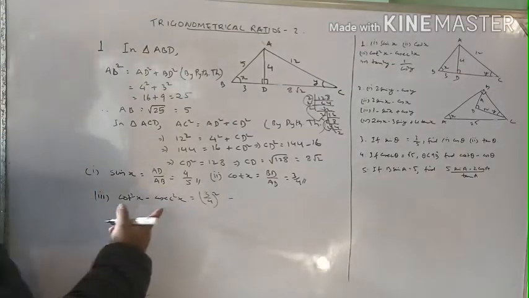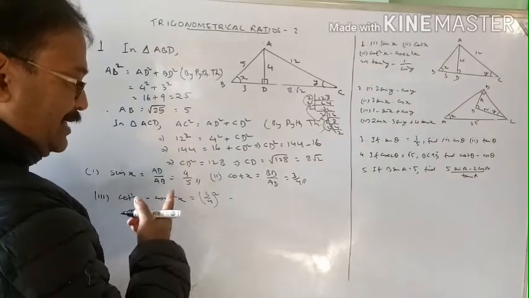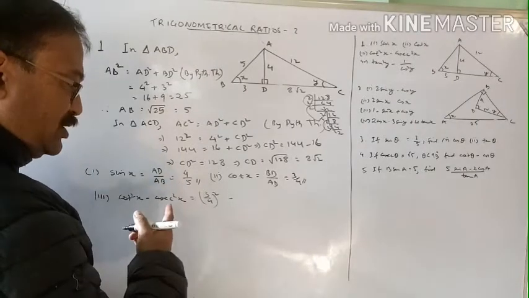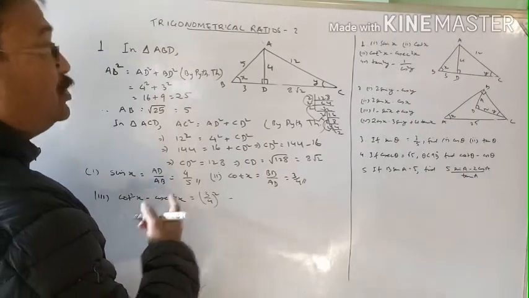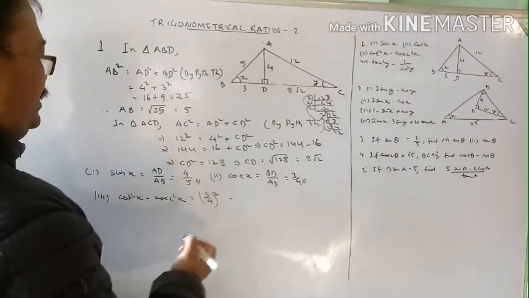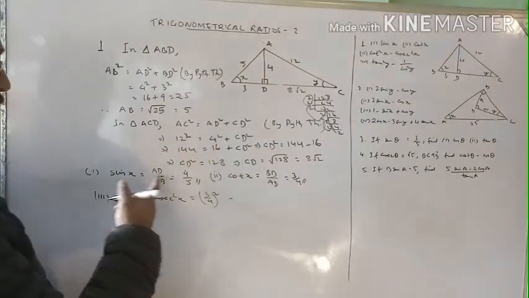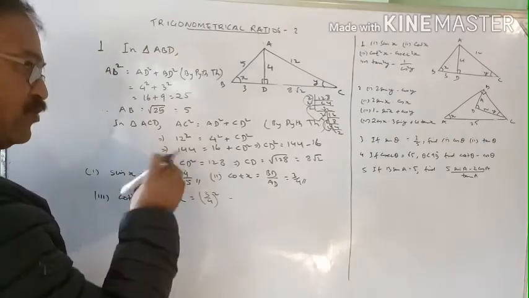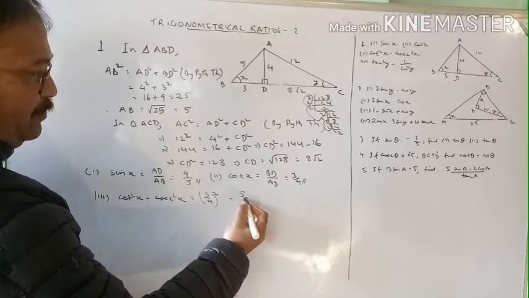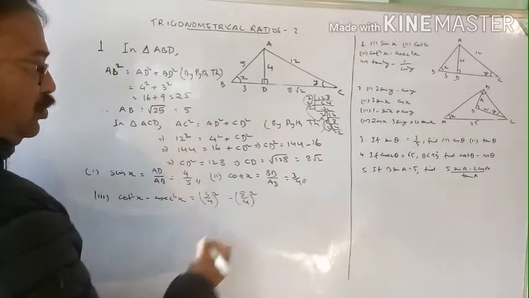Cosec is the reciprocal of sine. Sine is P by H, so cosec is H by P. Sine we already know is 4 by 5, which means cosec will be 5 by 4, the reciprocal. So 5 by 4 and its whole square.